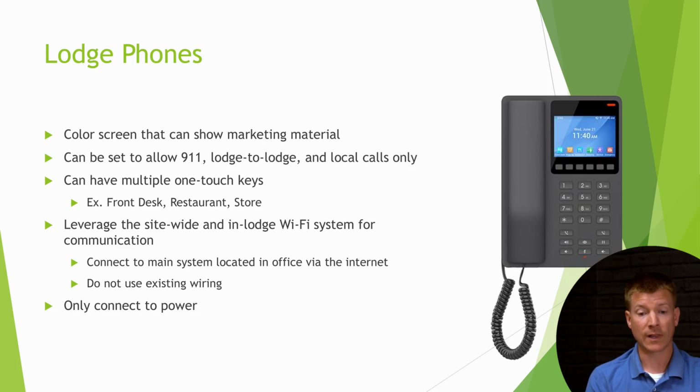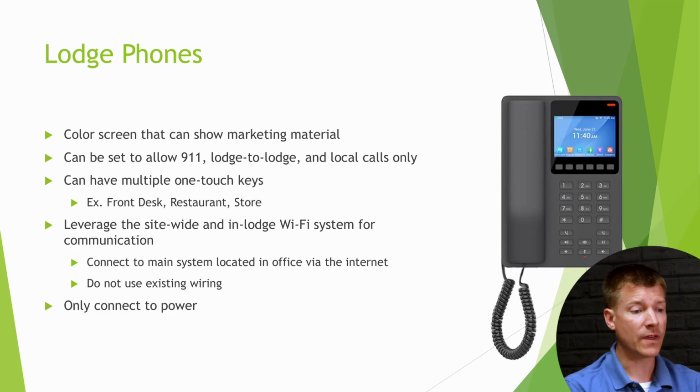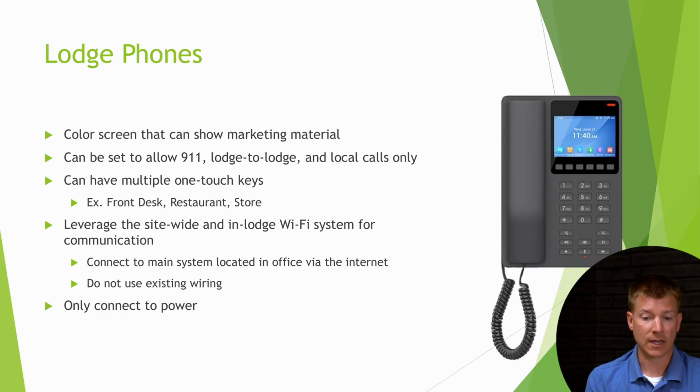They are also set to allow 911 and lodge-to-lodge calls only, with the exception of a few local calls. The property really didn't want the phones to have any local or long-distance calling capabilities. They had a few one-touch keys set up, things like call the restaurant directly, call the front desk directly, just a button press. They use the in-lodge Wi-Fi system for communication, and they connect via the internet, and they did not use the existing wiring. Like we said, there's some old telephone wiring on site. These only connect to power, so it didn't use any of the existing wiring. It was kind of left abandoned from that point.